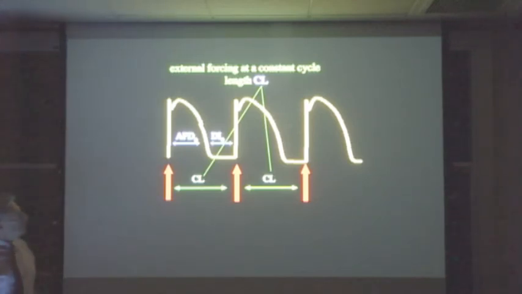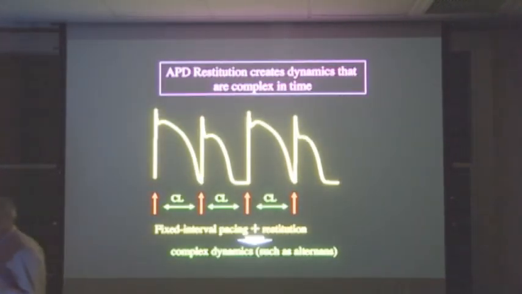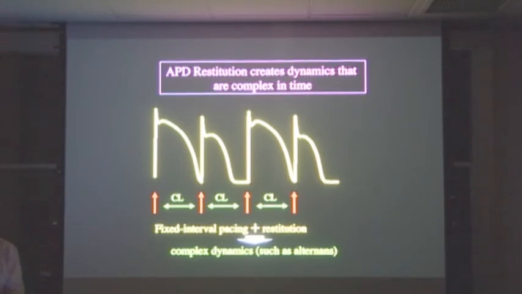So what we just showed was, if we pace at a long cycle length, we get a periodic train of action potentials. But if you pace at a shorter cycle length, you're going to get a long action potential, but now a short diastolic interval, so you're going to have a short action potential. But that gives you a long diastolic interval here, so you're going to have a long action potential. What this demonstrates is that fixed interval pacing plus the property of restitution, which is the shortening of the action potential with fast pacing, is itself enough to produce an alternating rhythm. If the slope of that relationship is steep, then the alternation is going to be marked. And if the alternation is marked, you're going to have very short action potential durations, and those very short action potential durations are going to create wave break.